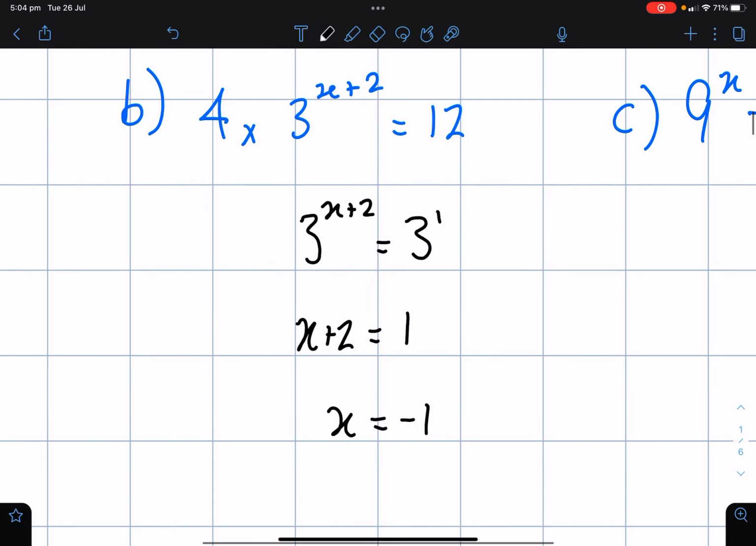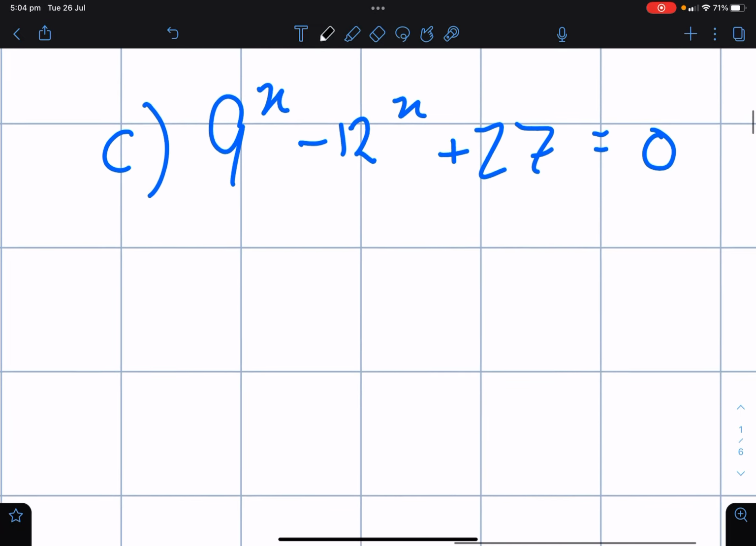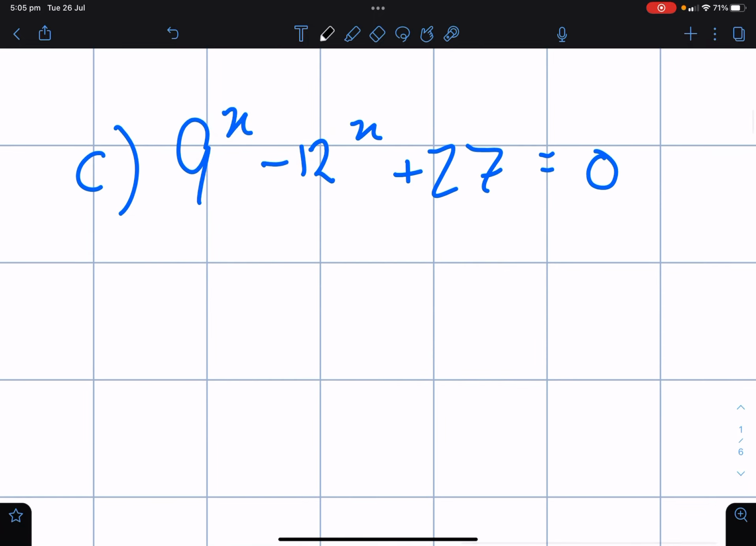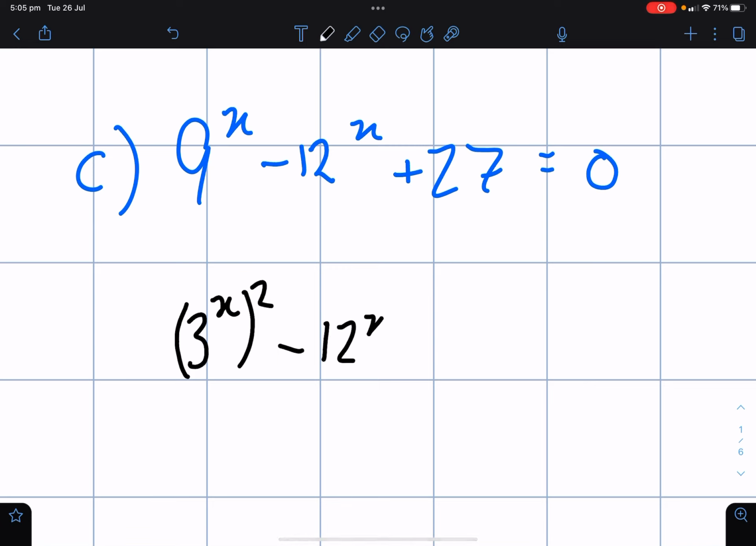All right. Now this is where it gets a little bit trickier. So first thing I'm spotting, we're trying to find square numbers. So 9 is a square number. So we're going to write that as 3 to the power of x, squared, using our little trick from the last video. Minus 12 times 3 to the power of x, plus 27 equals 0. Now this is beginning to look a lot like a quadratic. We've got a variable squared, take a variable plus a constant equals 0.